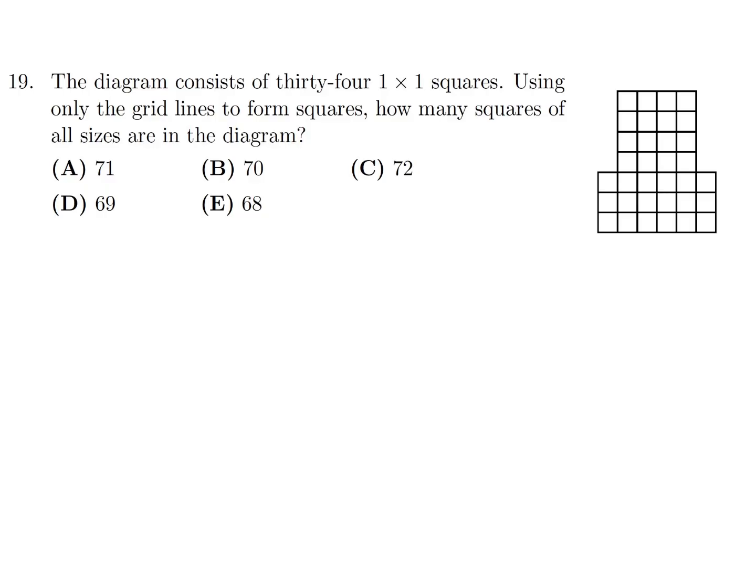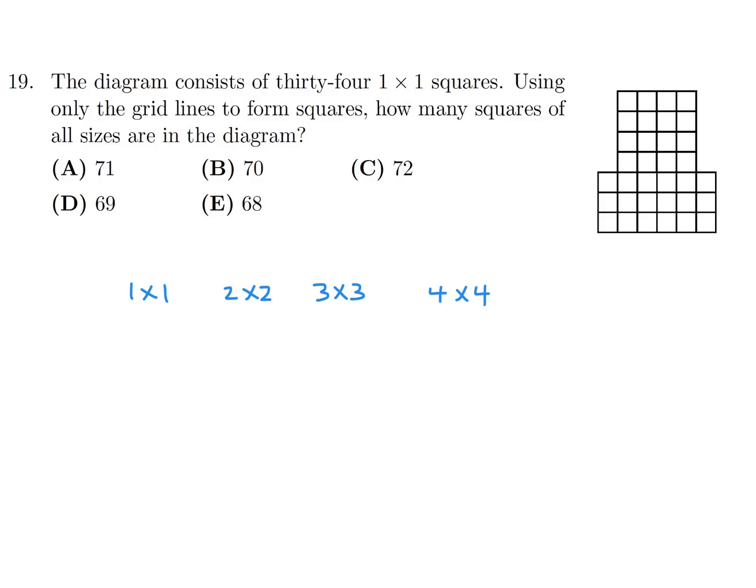The diagram consists of 34 1x1 squares using only the grid lines to form squares. How many squares of all sizes are in the diagram? Oh boy. So we've got 1x1 squares, 2x2 squares, 3x3 squares, and can we get a 4x4? Yes, we can. And I think that's it. I don't think we can get a 5x5. All right, let's do it.